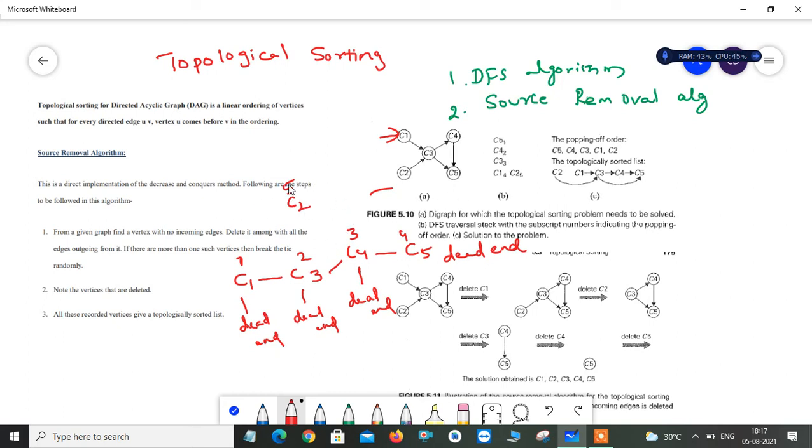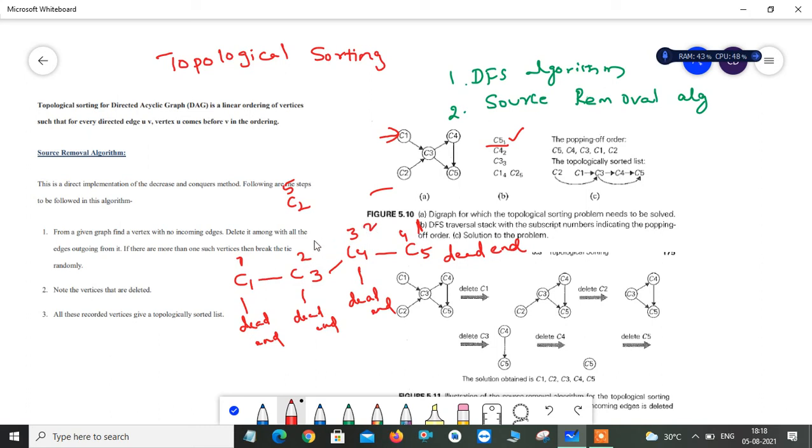Now you want to remove. This is one dead end because it doesn't have anything, so that will be removed first. And then C4 is removed. See, the order is given, right? So see here, C5 is the first dead end, so you can remove this one first. And then you can remove C4, this is your second dead end.